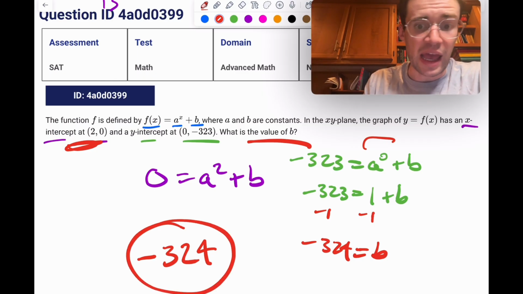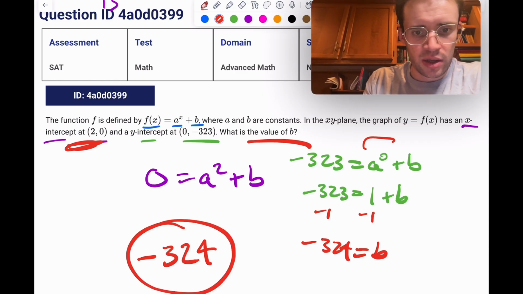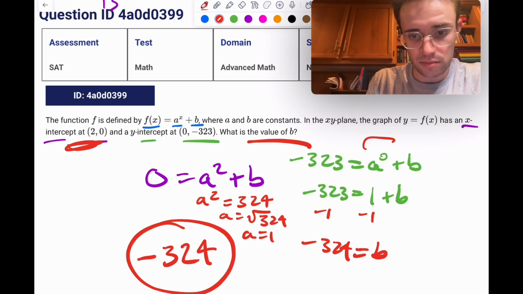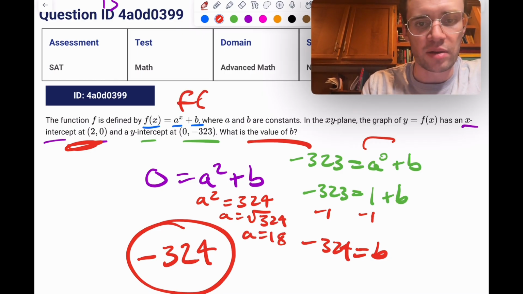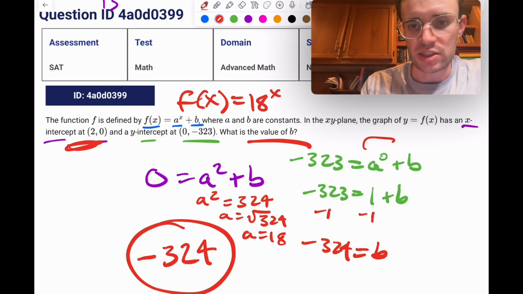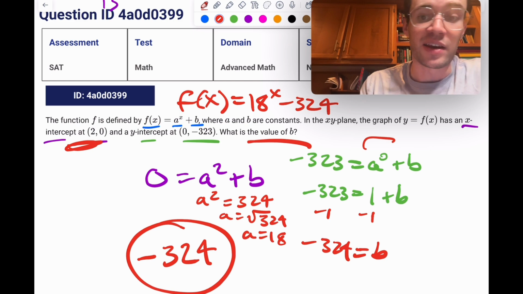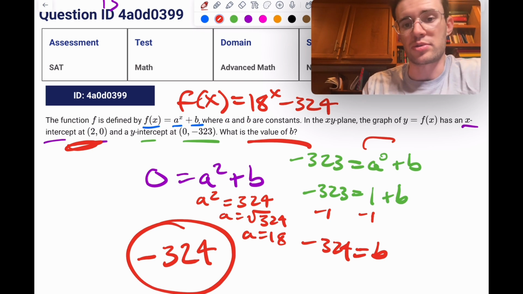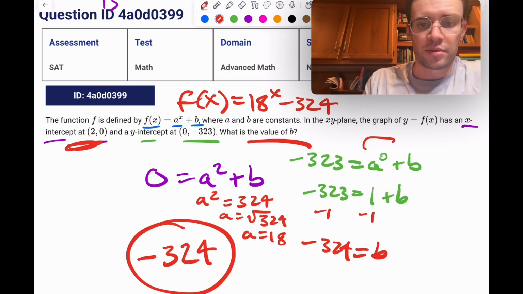Now, if you wanted to find what a is, you could plug that in here. You'd be like, all right, well, a squared is equal to positive 324. So that means a is the square root of 324, which is 18. So if you wrote this whole thing, it'd be f of x equals 18 to the x minus 324. And then you could check that, right? When x is 2, that's 18 squared is 324. 324 minus 324 is 0. Or when x is 0, 18 to the 0 is 1. 1 minus 324 is negative 323.